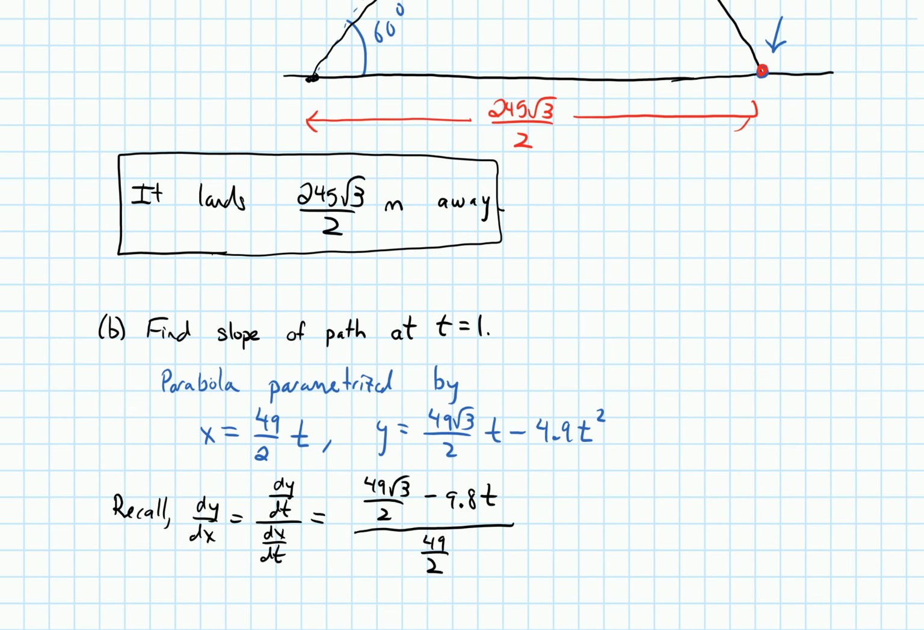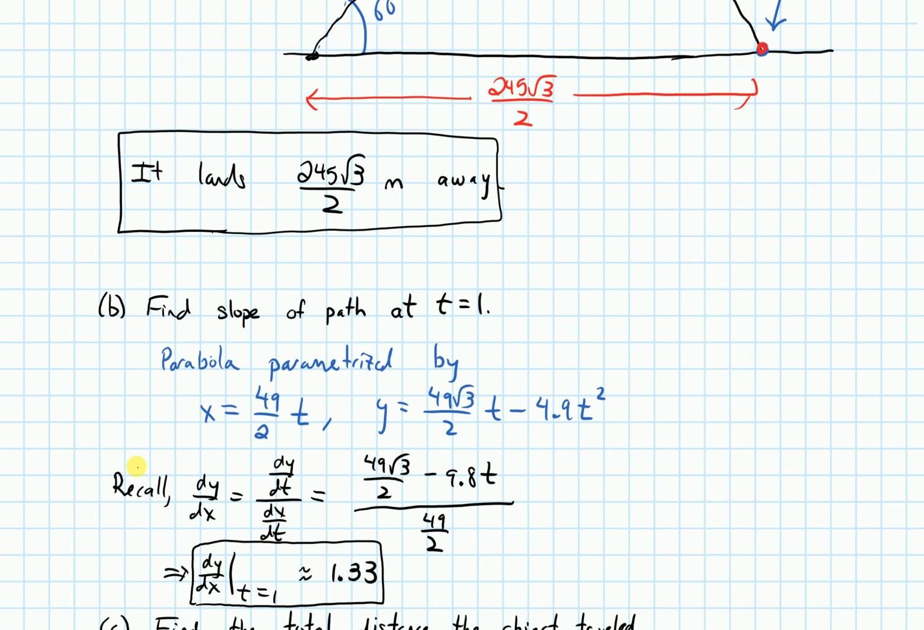All right, so we want to know what dy/dx is at t equals 1. And if we plug 1 into this, I've gone ahead and done this and used a calculator to work out what it is. It is about 1.33 if I round it to 2 decimal places. So that's the slope. That is the slope of this tangent line.